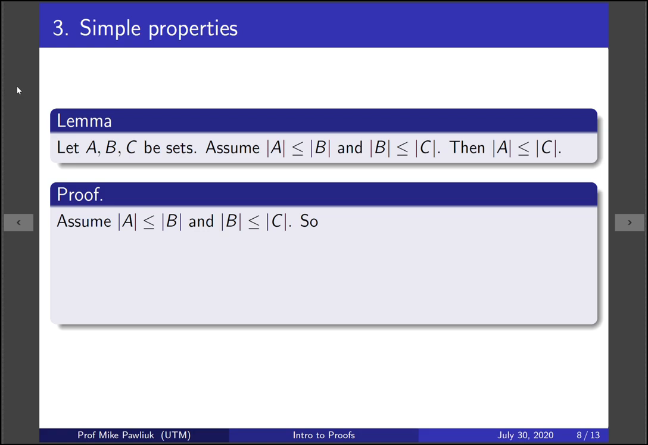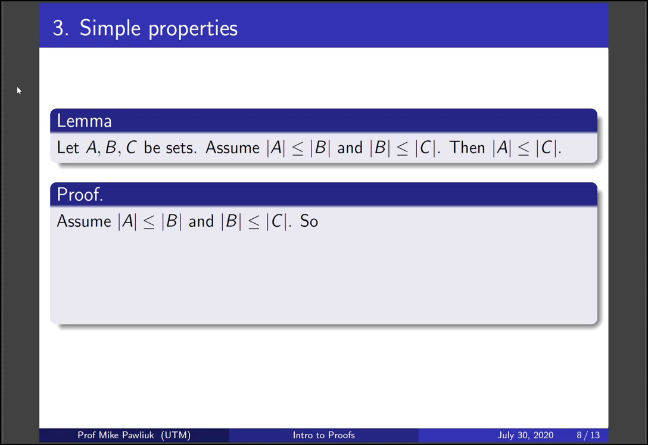Well, the conclusion is going to be that the cardinality of A is less than or equal to the cardinality of C. That's how less than or equal to works, so you expect it to work like this. So let's prove this. Let's assume the if part. So assume that the cardinality of A is less than or equal to the cardinality of B, and the same with B and C. Now, what do these things mean?